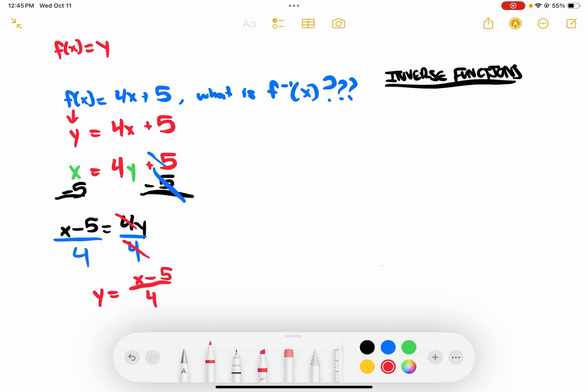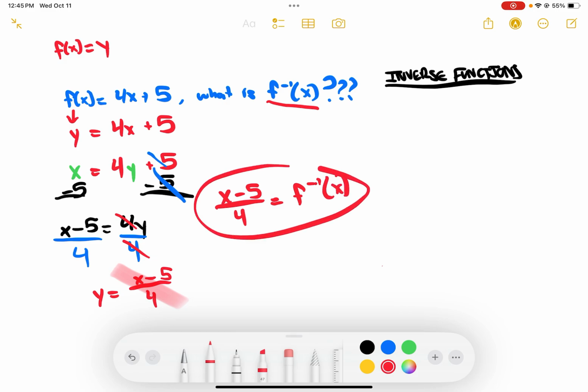And now, and only now, do I take that y and replace it with my f inverse of x, right? Because this function that I just found is my inverse function. It's what happened when I swapped out my outputs for my inputs and I swapped out my inputs for my outputs. So this (x minus 5) divided by 4, that is my inverse function by definition. So I write it as such, and I am done.